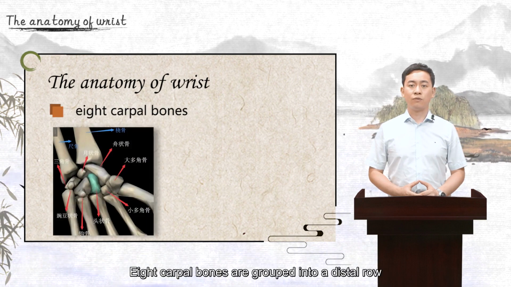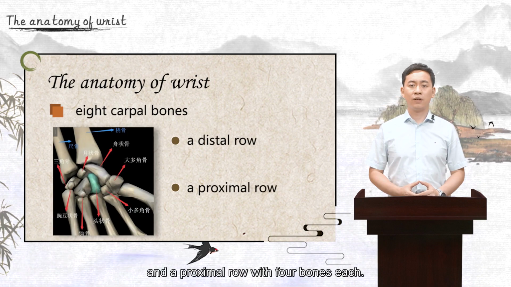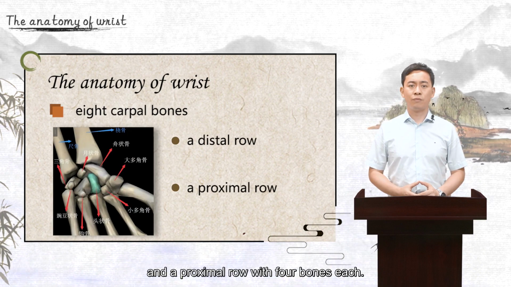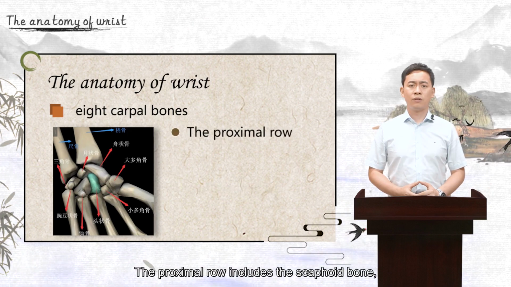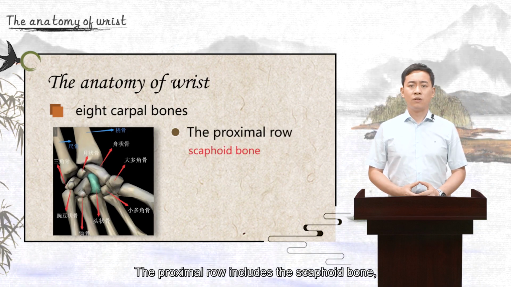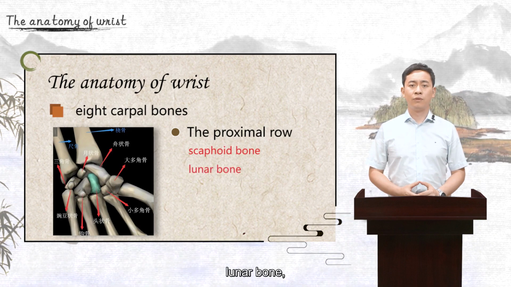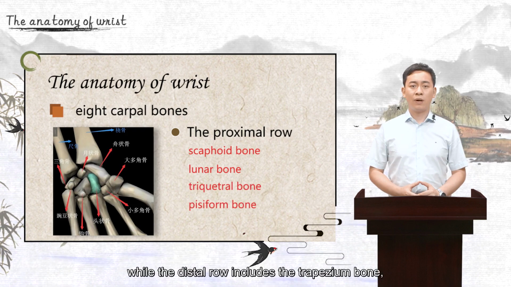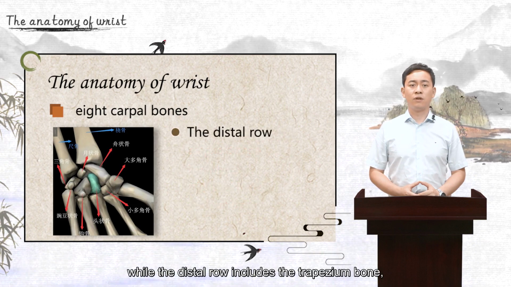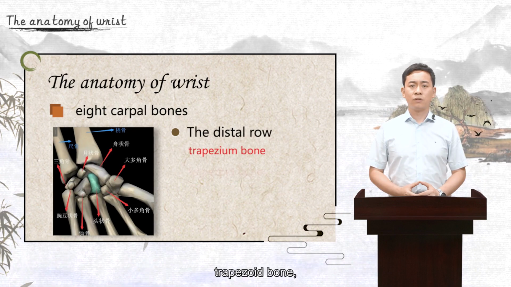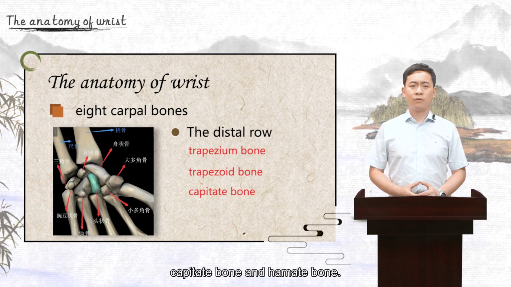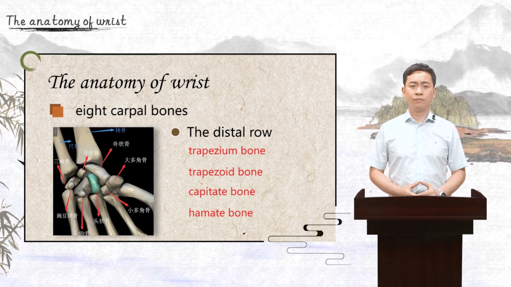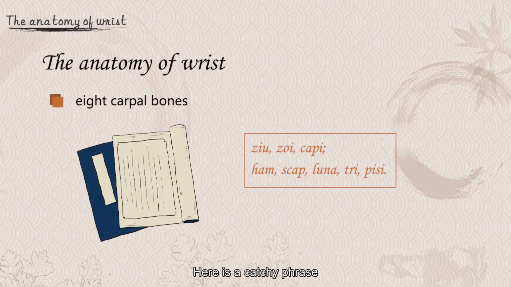The 8 carpal bones are grouped into a proximal row and a distal row with 4 bones each. The proximal row includes the scaphoid bone, lunate bone, triquetral bone, and pisiform bone, while the distal row includes the trapezium, trapezoid bone, capitate bone, and hamate bone. Here is a catchy phrase: Zoozoi capi, ham scap luna trapezi.